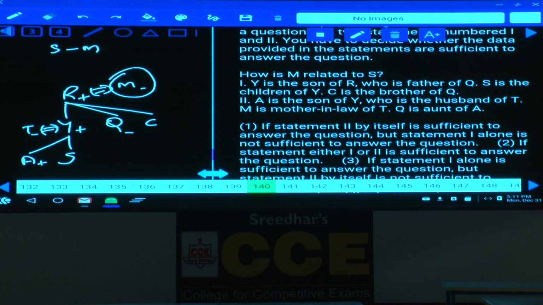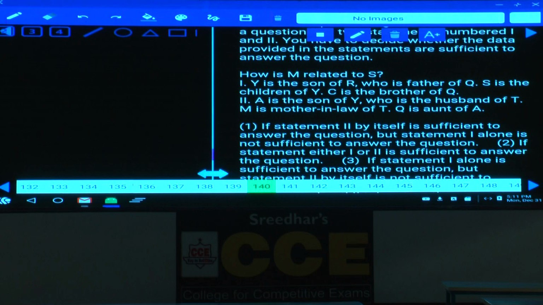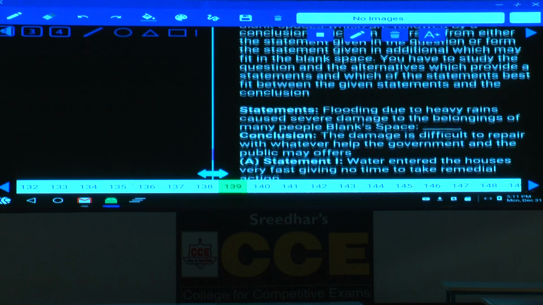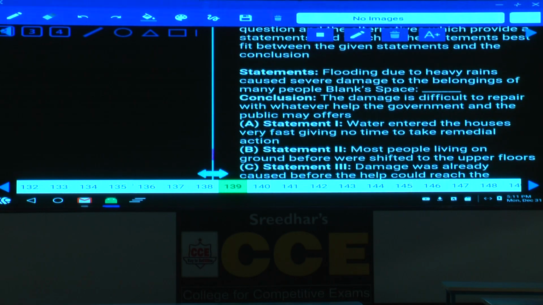Now question number 139. Flooding due to heavy rains caused severe damage to the belongings of many people. Because of a sudden flood, many people's belongings were lost, and they could not recollect them. Here he is talking about the belongings of many people rather than their lives being saved.